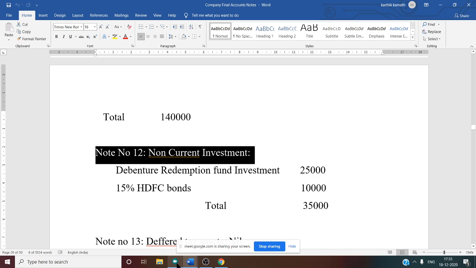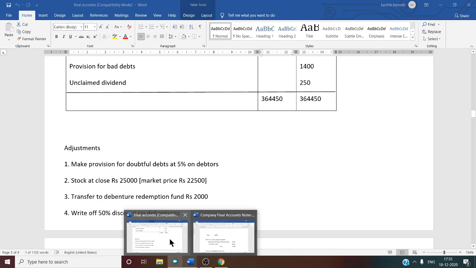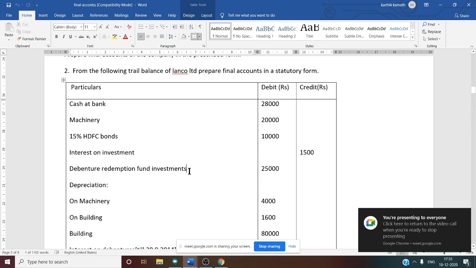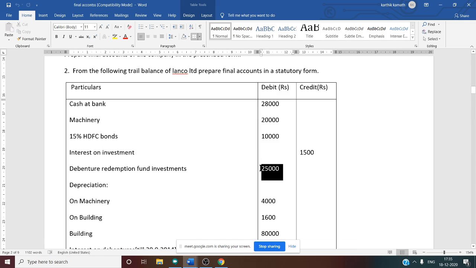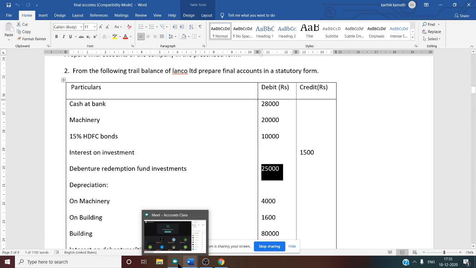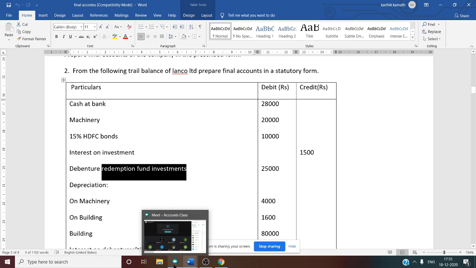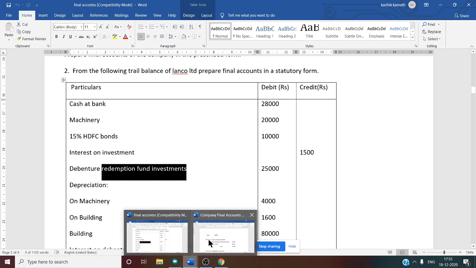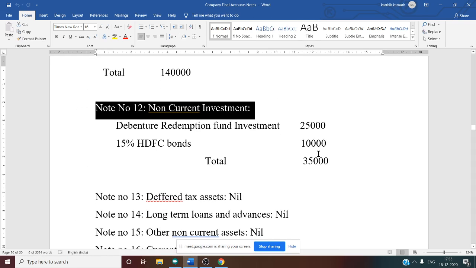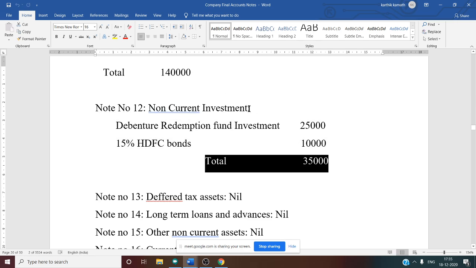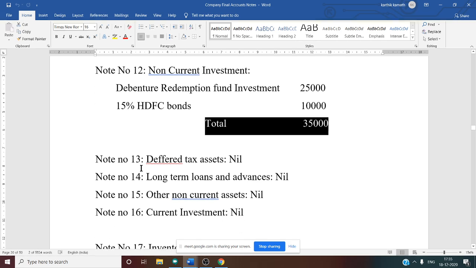Debenture redemption fund investment. So that we have to search. Yes, see this here. Debenture redemption fund investment 25,000. Again, this is investment made in debenture funds. So that also we have to take. Usually this type of investment is for 3 to 5 years. That is why we are going to consider this information. So only two investments, 25,000 plus 10,000. So total 35,000 non-current investment. Note number 12.